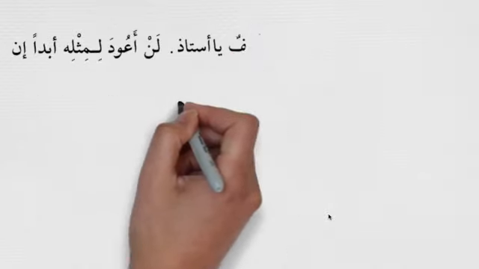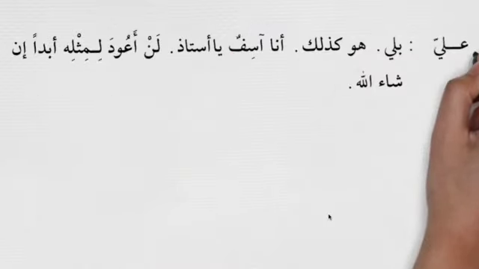So what does Ali say? He says, Bala. He says, oh, I've been caught. But he accepts his mistake, which is a good thing. So if you're doing a mistake, you need to accept it. He says, Bala, huwa kazalik. It is like that. Ana asifun ya ustad. I'm really sorry, ya ustad.